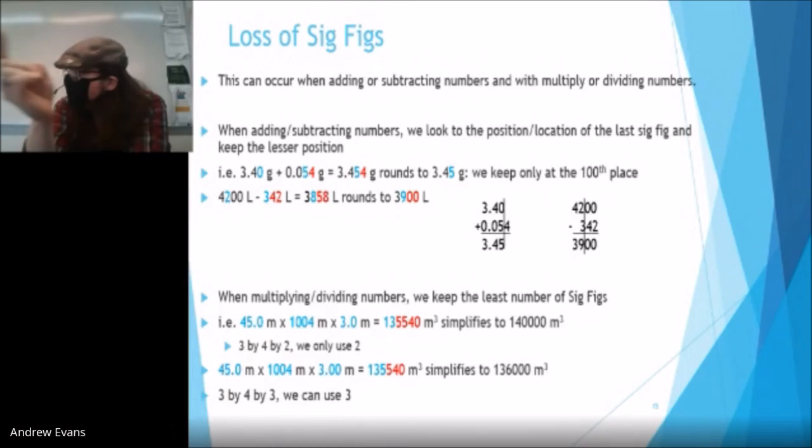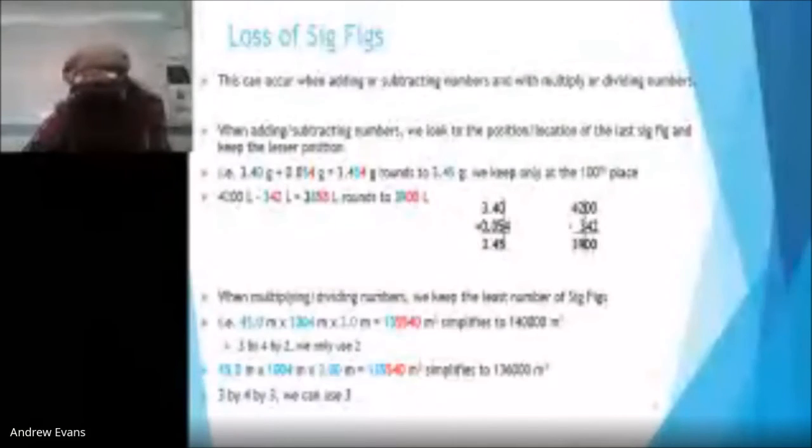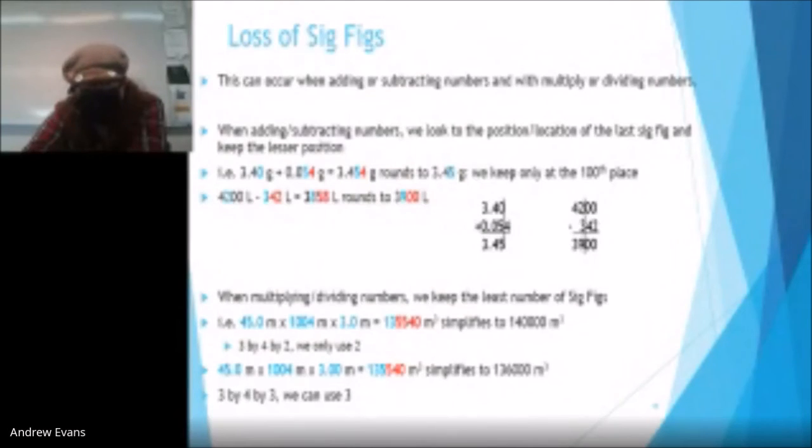So you always do as much as you can, because we're going to keep the number of significant figures in the final answer. So if I take a number 45.0 times 1004 times 3.0, I have a 3 sig fig number. I have a 4 sig fig number.